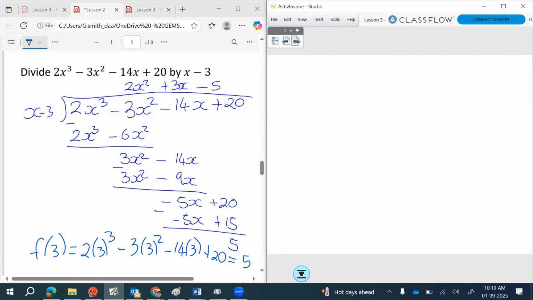With this question, when we divided this expression by this one, we got this as the quotient, and this is the remainder.